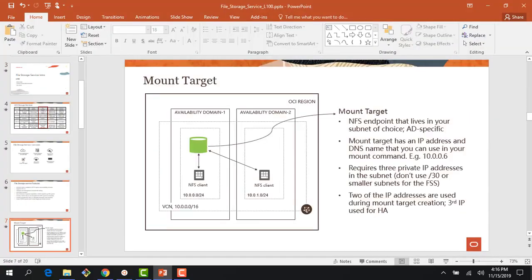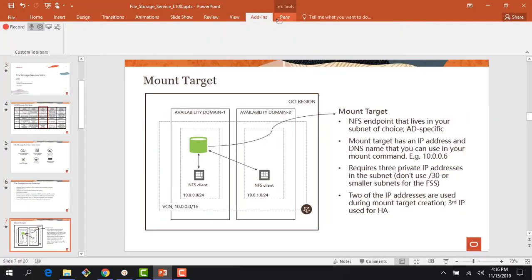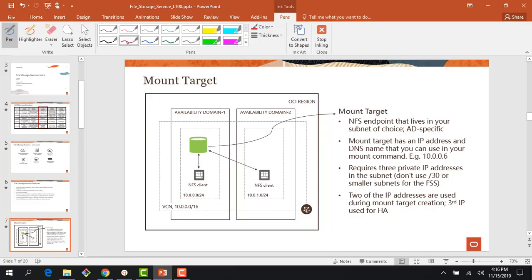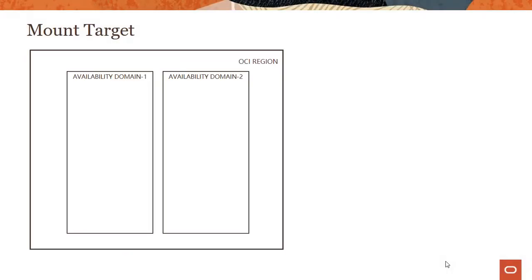So let's get into some of the details on what the file storage service entails. What is a mount target? What is a file system? What is an export path, etc. So before I proceed, let me have the ability to write on the screen. So what is a mount target?